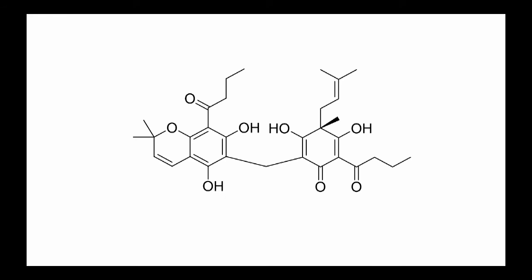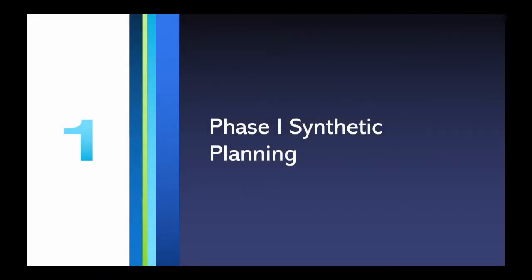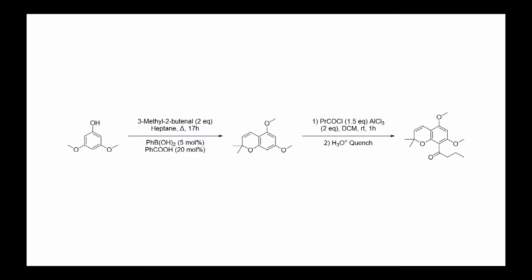I just remove a few protecting groups. And there we go, we have Lindbergin E. Alright, let's take a more thorough look at this total synthesis. So in phase 1, which was last year's research, I focused on synthesizing fragment A, which you can see on the right. I first performed a 2H chromine synthesis using a phenylboronic and benzoic acid co-catalyst system, and then I acylated that product to obtain my final fragment A.